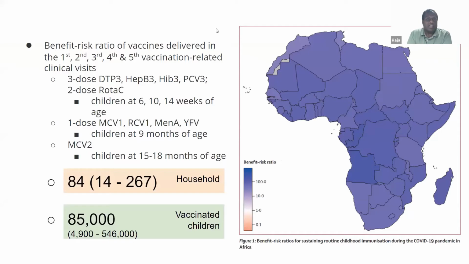So that way, when you look at all of these vaccines given during 5 vaccine related visits, so with respect to DTP3, hepatitis B3, Haemophilus influenzae type B, pneumococcal, rotavirus, first dose of measles, rubella, meningitis A, yellow fever, as well as the second dose of measles, at the household level, 14 to 267 deaths can be averted by continuing the routine childhood immunization program, in comparison to each one excess death that can be attributable to SARS-CoV infections acquired in the immunization clinics.